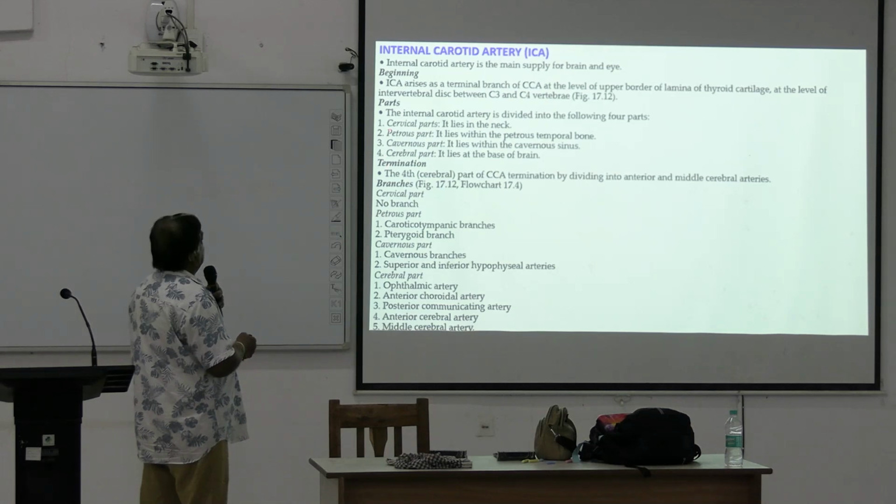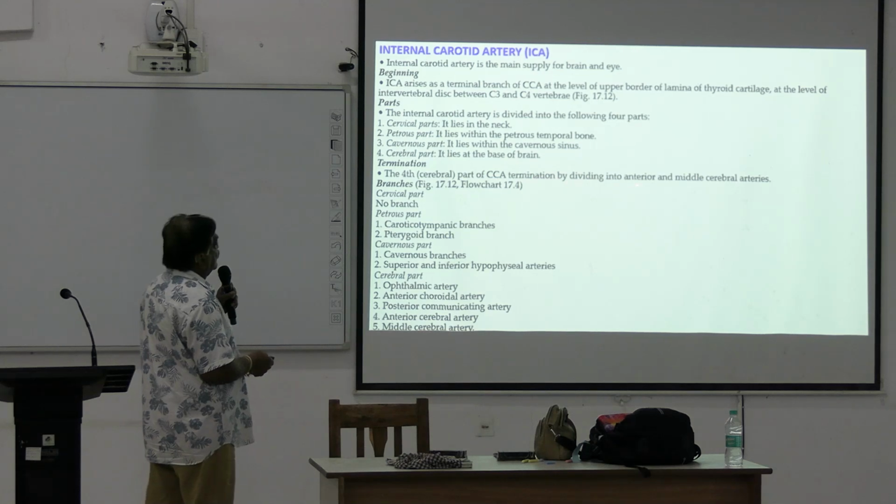That means the cervical part lies in the neck. The petrous part lies in the petrous temporal bone. The cavernous part lies in the cavernous sinus. The cerebral part lies at the base of the brain. Termination: the fourth, cerebral part of the internal carotid artery terminates by dividing into anterior and middle cerebral artery branches.